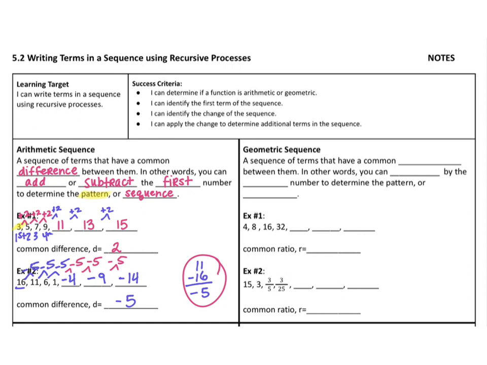Now let's learn a little bit about geometric sequences. Geometric sequences are a sequence of terms that have a common ratio between them. In other words, you can divide by the first number in order to determine the pattern or sequence. Again, when it says divide by the first number, you're dividing the second number by that first number in order to find the ratio.